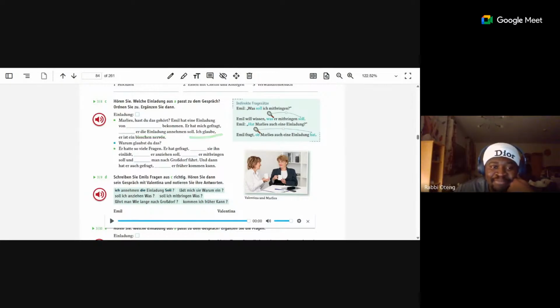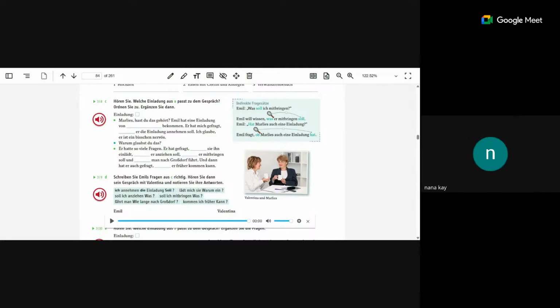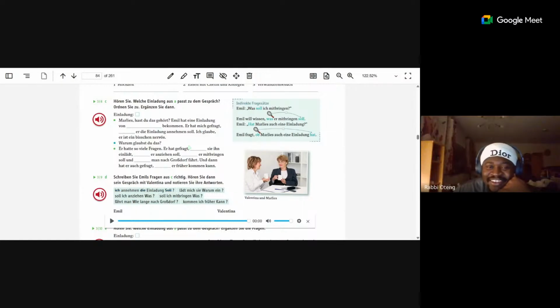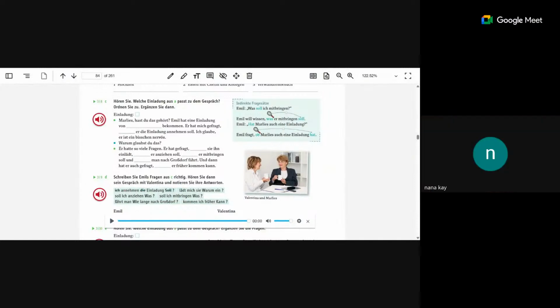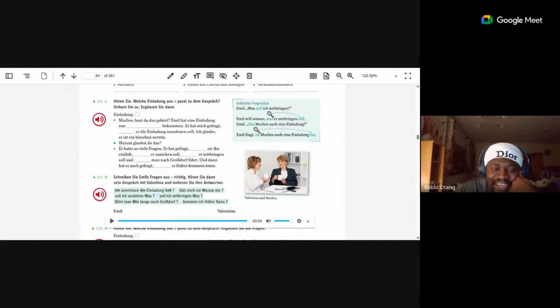"Ich glaube, er ist ein bisschen nervös. Warum glaubst du das? Er hatte so viele Fragen. Er hat mich gefragt, warum sie ihn einlädt." Why she is inviting him. Einladen, "laden" itself is irregular. So: ich lade ein, du lädst ein, es lädt ein. Genau. "Was er anziehen soll": so what he should wear.